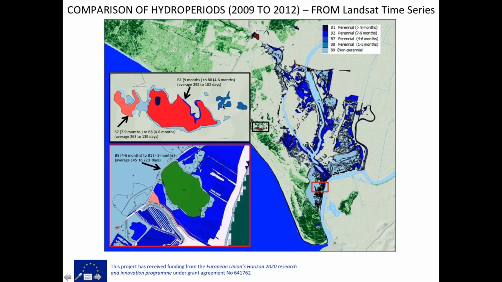This is an example then. So the hydro period is B1, 9 months, to B8, 4 to 6 months. So in your raster layer, B1 goes to 8 for the hydro period. So Doñana, we had a hydro period in period 1 and 1 in period 2. In that layer, 1 has gone to 8, and so it's highlighted as red.